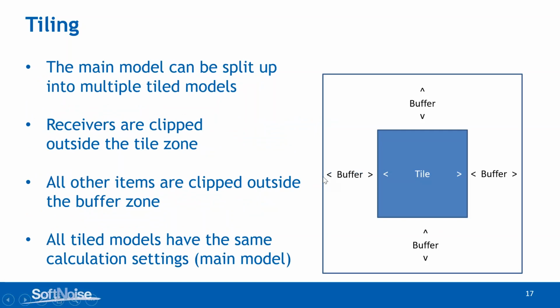Coming back to the tiling, I explained it already a little bit. You've got a tile and a buffer zone around the tile. Receivers outside the tile zone are clipped, and outside the buffer zone, everything else is clipped. So that's how the clipping works. And all tiled models have the same calculation settings. So you tile the main model, and then all the tile models have the same calculation settings. That's why you first need to define your calculation settings before you activate the tiling option.